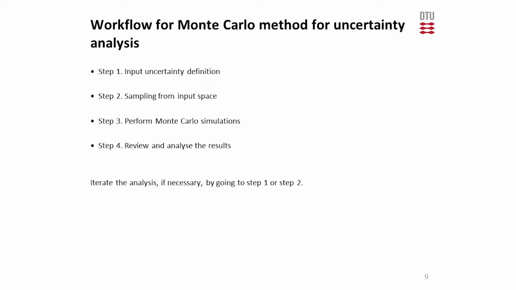In step 2, the sampling number n, for example 50, 100, etc., and a sample from the input space using a sampling technique are defined. The most common techniques are random, like the Latin hypercube sampling, etc. The output from this step is a sampling matrix, n by m. N is the sampling number and m is the number of inputs.